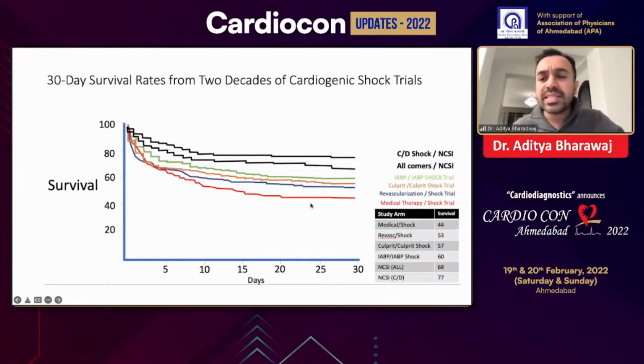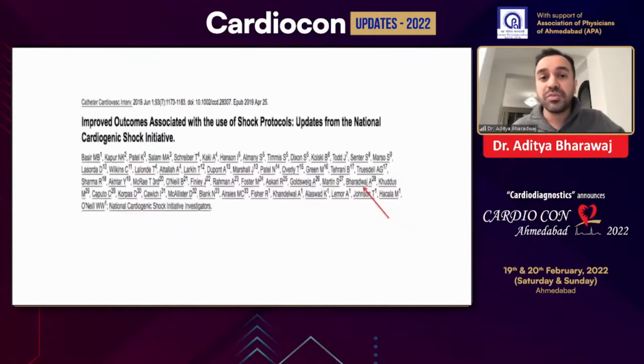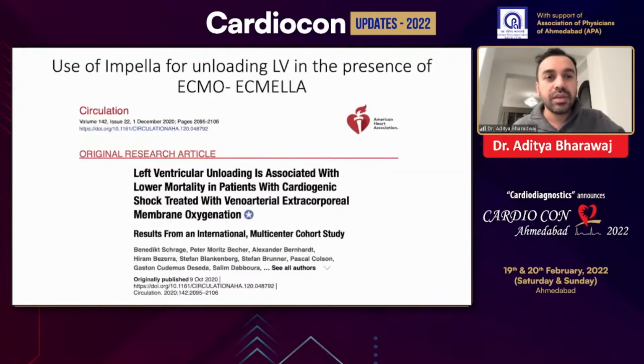And why was NCSI so important? Because we achieved 77% survival in NCSI. This is significantly better than all the previous shock trials like the IABP shock trial, culprit shock trial, and so on, which had survival only in the 40s to 50%. And this was the publication that we published.